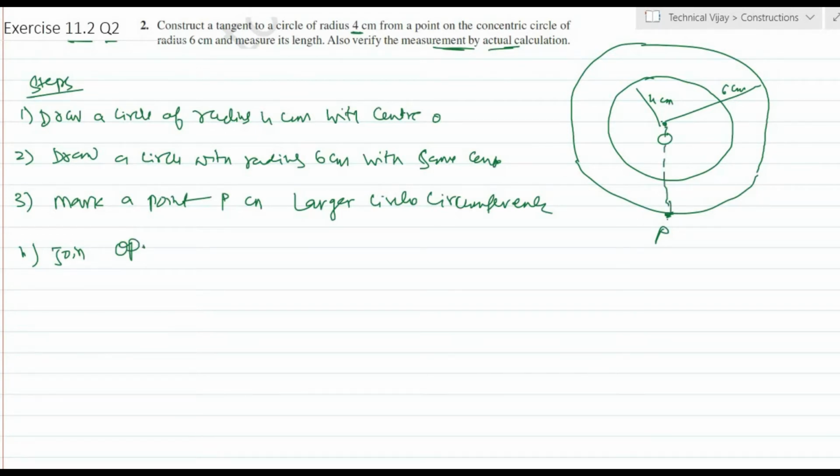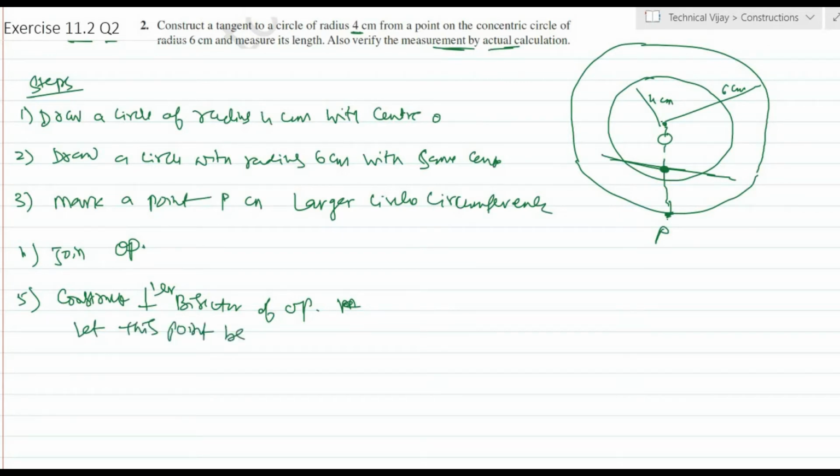So for this we have to find the perpendicular bisector. So like this. Okay, this is the perpendicular bisector. So construct the perpendicular bisector of OP. Okay, let this point be M. Okay, this point will be M.